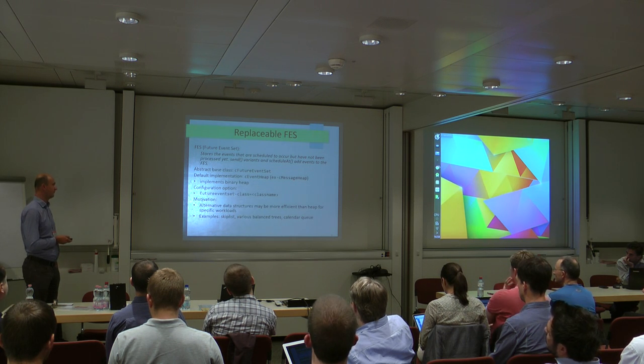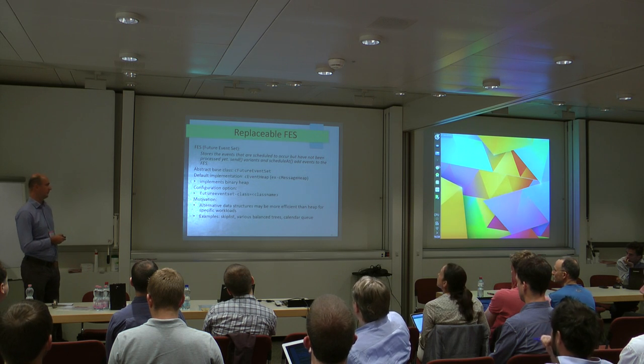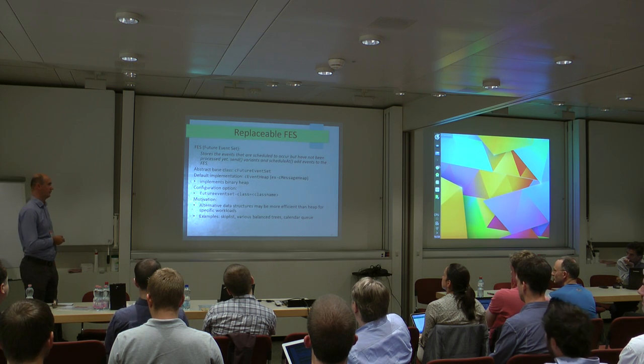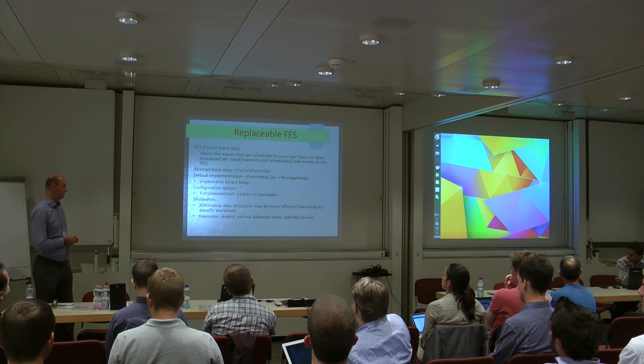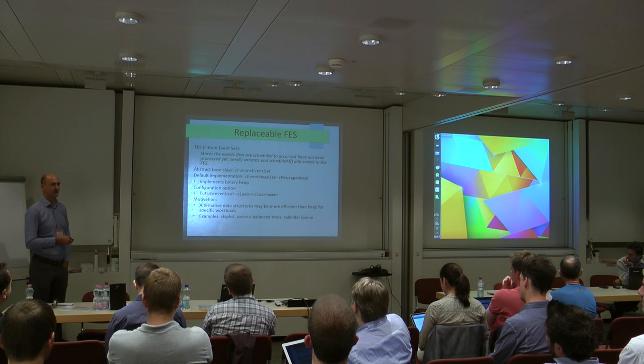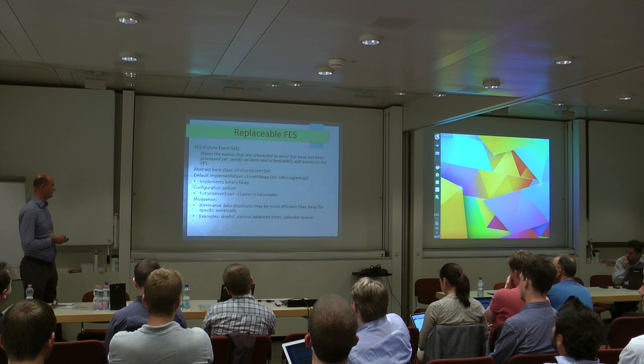The motivation is possibly that other data structures can be a little bit more efficient under certain workloads. For example, skip lists, which are a kind of multi-level list, balanced trees or calendar queues could be experimented with, but we don't really expect much change. That's a large time gain from that. But the possibility is open nevertheless.